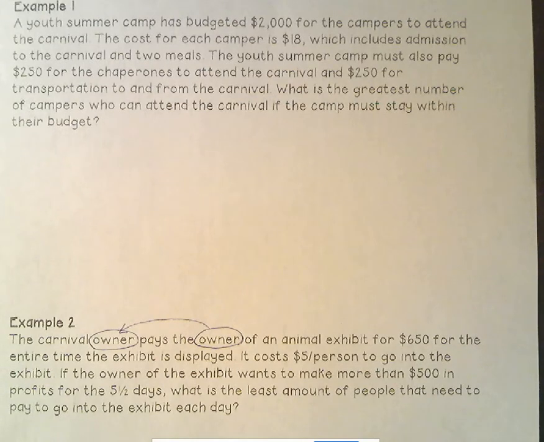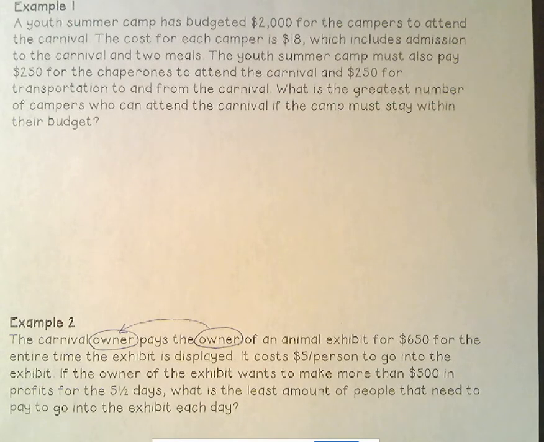A youth summer camp has budgeted $2,000 for the campers to attend the carnival. The cost for each camper is $18, which includes admission to the carnival and 2 meals. The youth summer camp must also pay $250 for the chaperones to attend the carnival and $250 for transportation to and from the carnival. What is the greatest number of campers who can attend the carnival if the camp must stay within their budget? Okay, so this is a different type of problem.